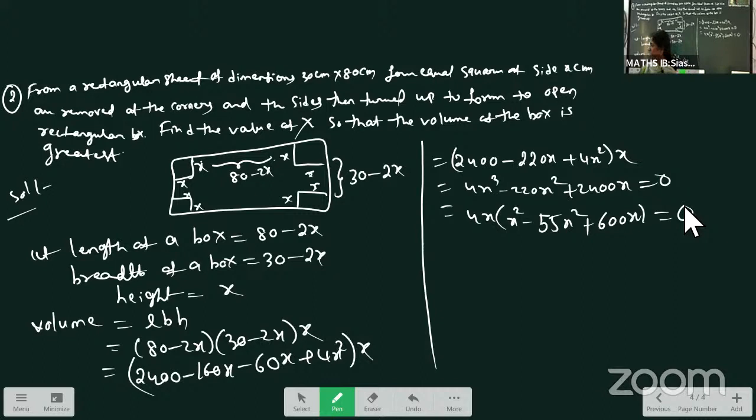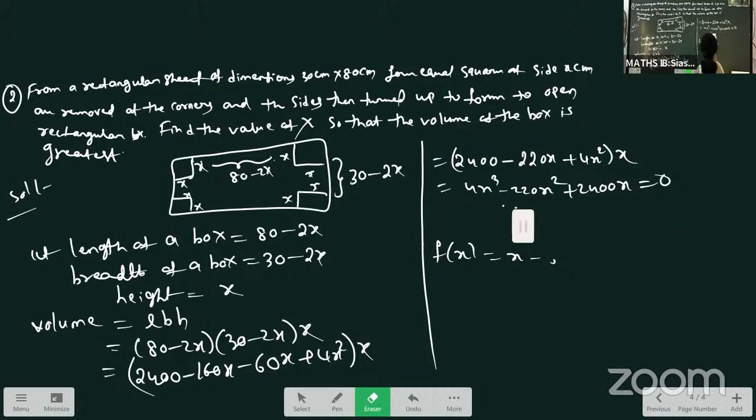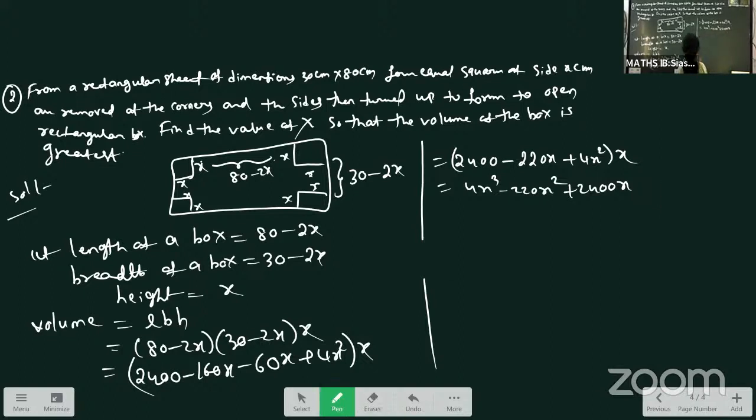After taking x common, we get another quadratic equation. But there is no need of taking x common because it is a function. If you send it to the right side, x becomes 0, so better keep this equation as it is. So name it f of x. f of x is equal to 4x cube minus 220x square plus 2400x.